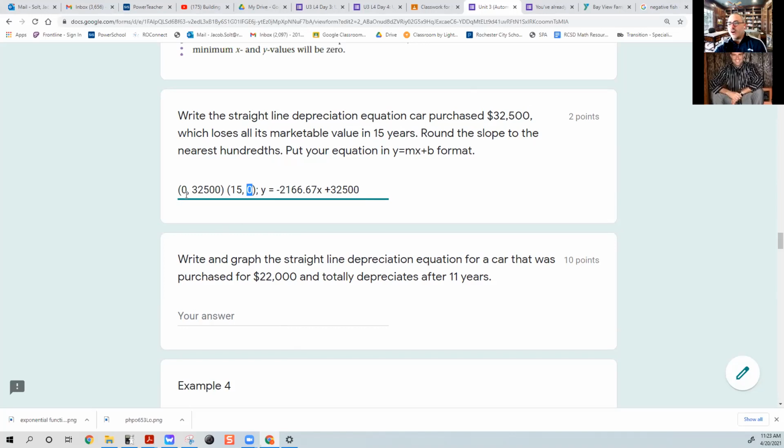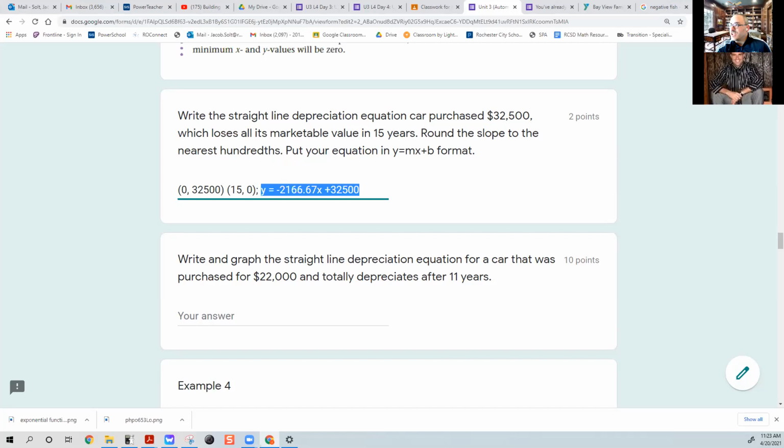We use this to calculate a slope. This number right here is already the y-intercept, so we get this equation: y equals negative $2,166.67 when we round to the nearest hundredths, times x, plus $32,500.